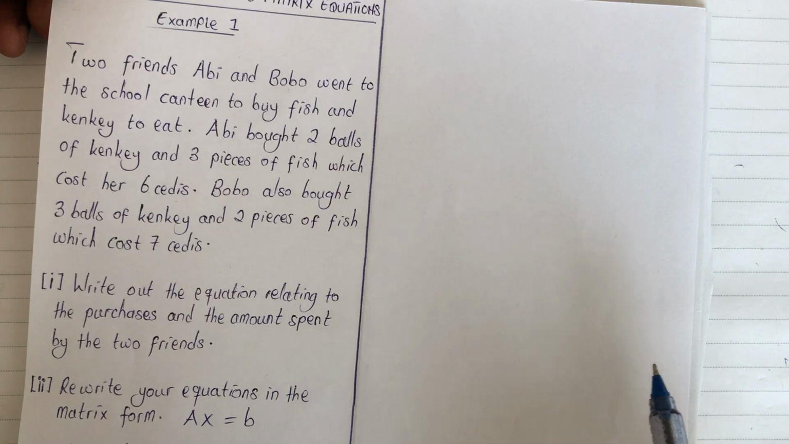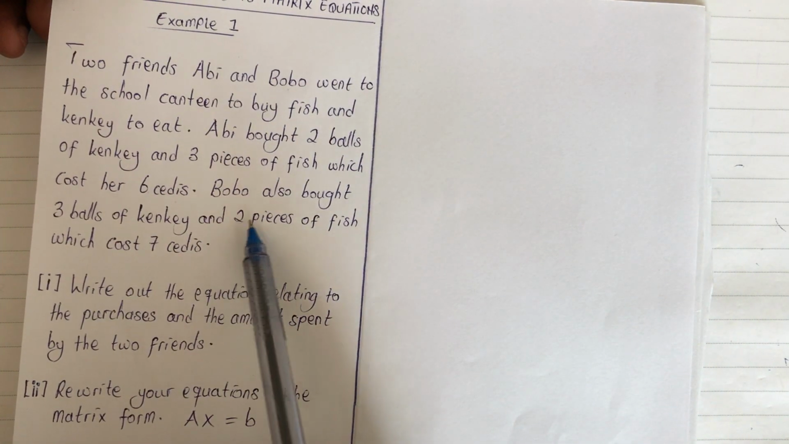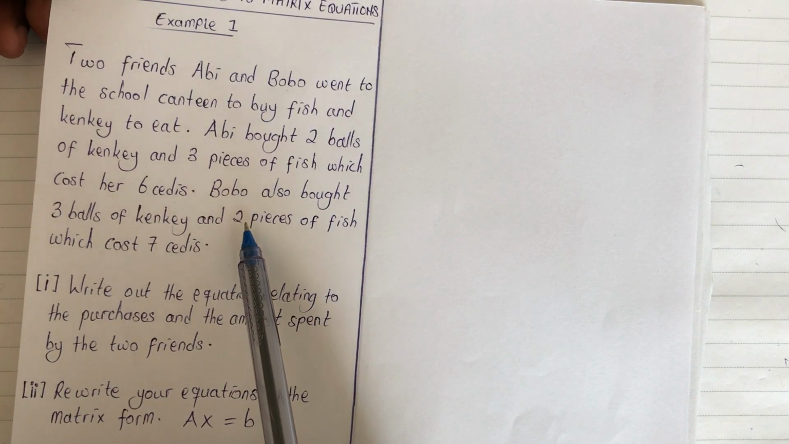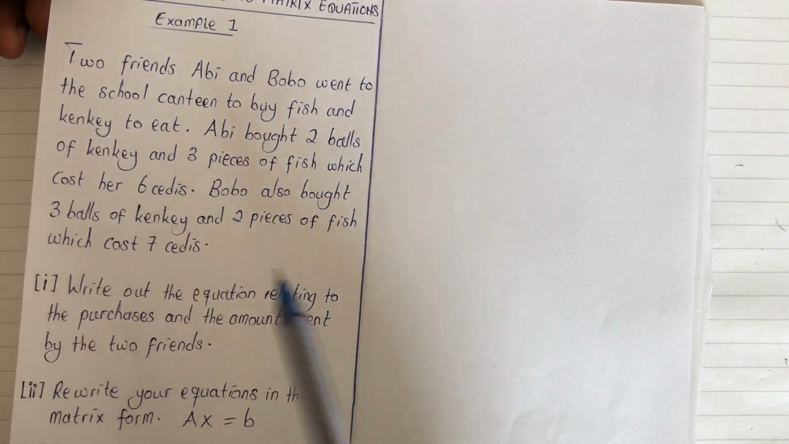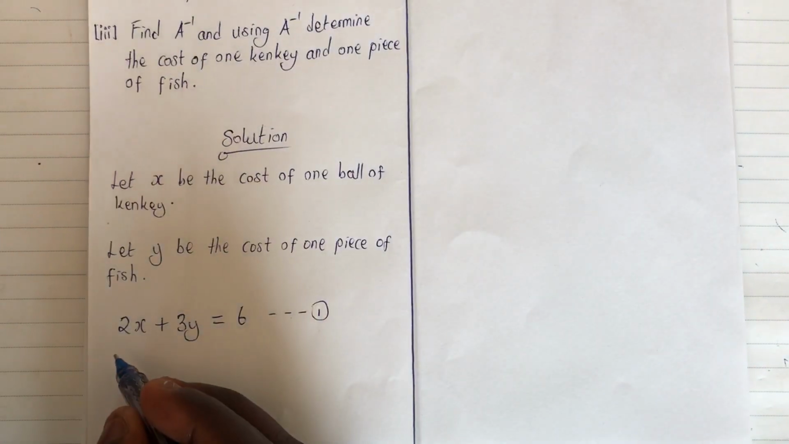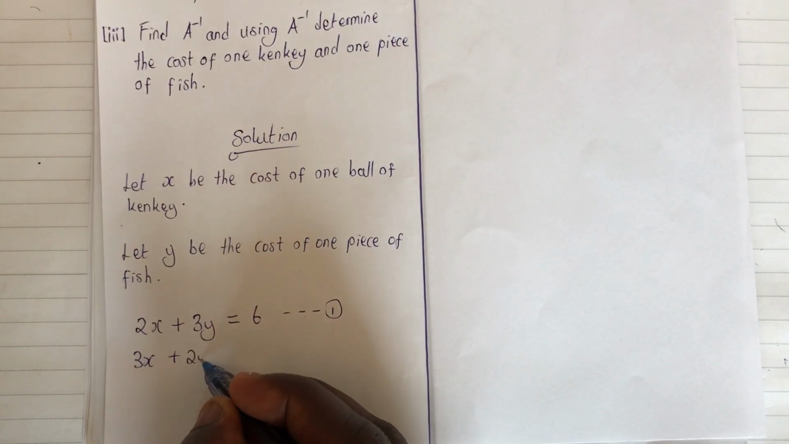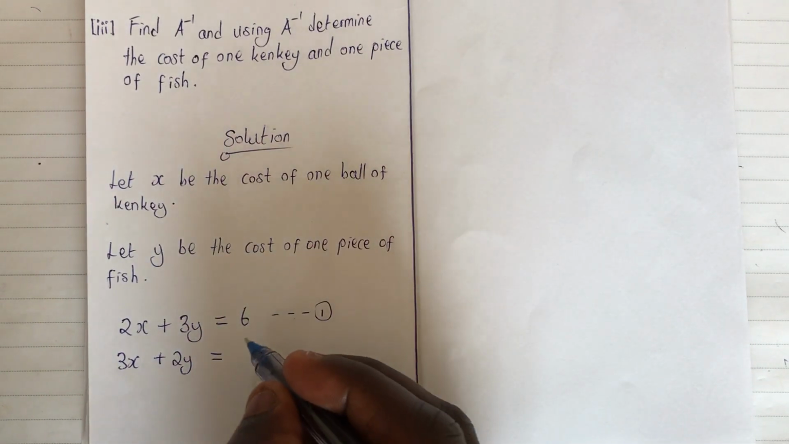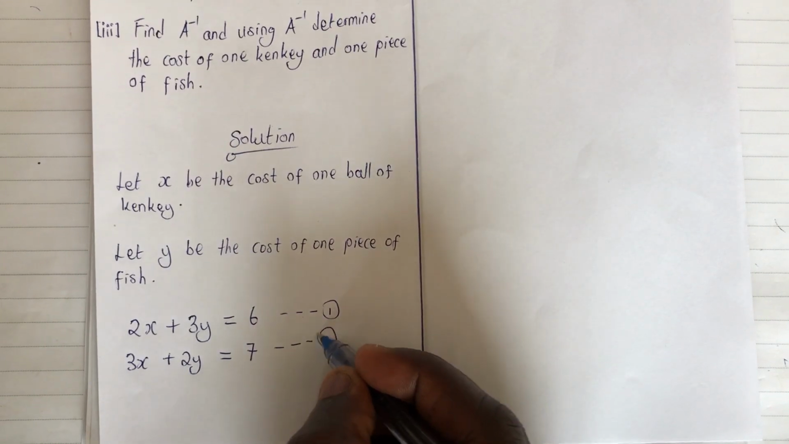So now we have 2 balls of kenkey, 2X, plus 3 pieces of fish, plus 3Y, equals 6. Now the question said that Bobo also bought 3 balls of kenkey and 2 pieces of fish. So now 3X plus 2Y equals what? The cost, which is 7 cedis. So now we have 3X plus 2Y equals 7. And this is equation 2.